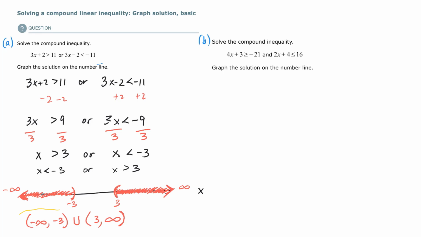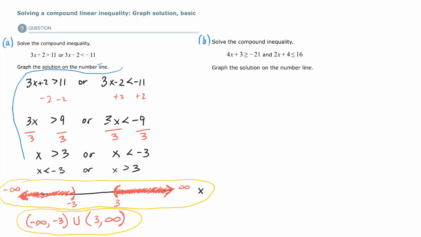Let's circle our final answer with our interval there. It does ask for a graph, so let's circle our graph as well. And also, the work is very important. Make sure you show the work to justify your answer. All right, let's do example B.